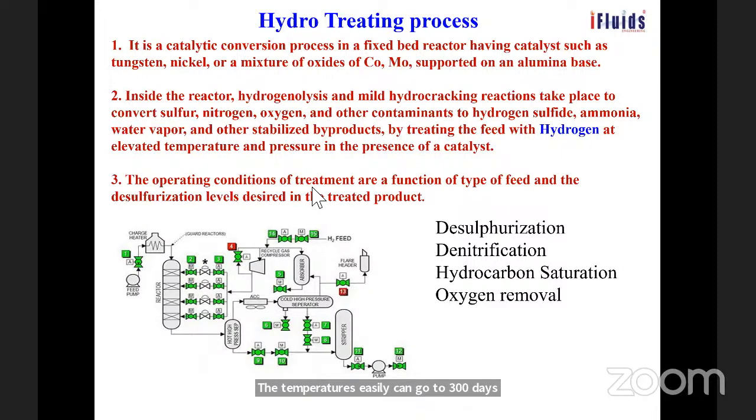Then the operating conditions of treatment are a function of the type of feed and the desulfurization levels desired in the treated product. So based on that, they will vary the severity of the operating conditions. Basically, you will have desulfurization, denitrification, hydrocarbon saturation, and oxygen removal. These are the four activities happening in the hydrotreating process. And whatever H2S, hydrogen sulfide, is released is absorbed in the amine, which will be sent to the amine treatment unit. Basically, it is that.